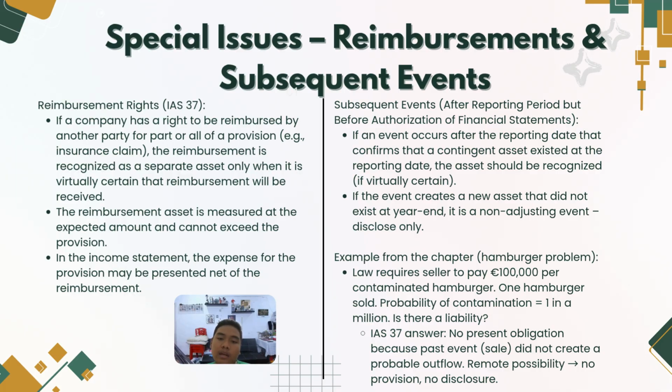For example, the hamburger example. A lawsuit to pay 100,000 for a contaminated hamburger. 100 sold. The chance of contamination is 1 in a million. Is there a liability? No, it's not a liability. The past event did not create a probable outflow. Remote possibility: no provision, no disclosure.